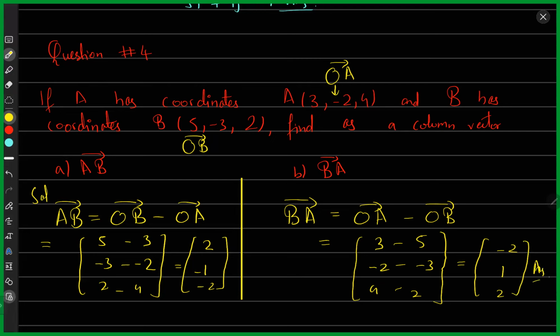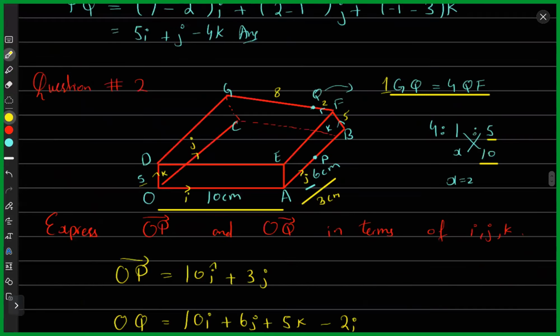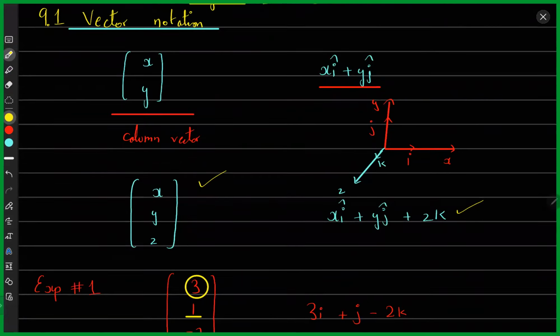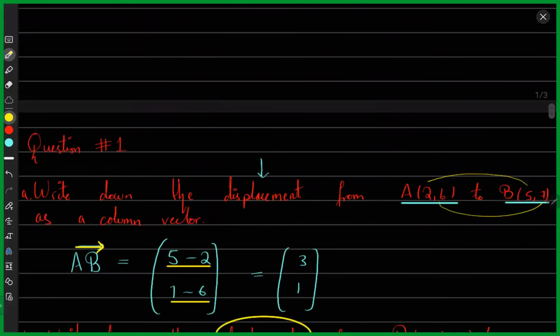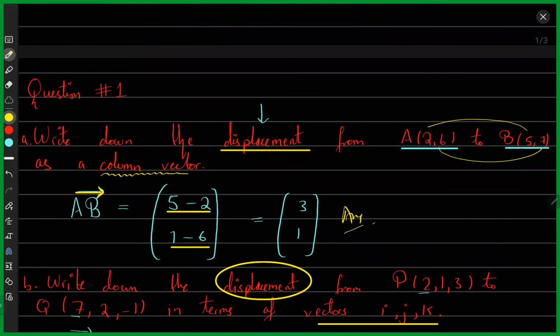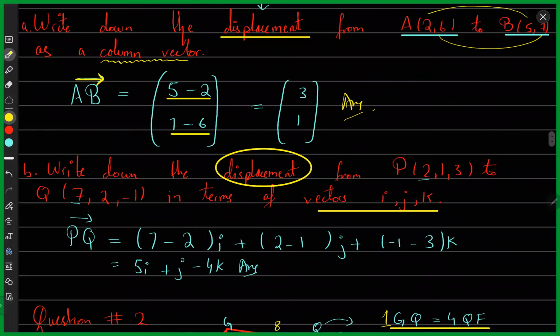So in this class, we learned how to write down vectors using different notations. We know what exactly is a column vector. This is a column vector, and this is writing down a vector in terms of i, j, k. And then we discussed a few questions. So displacement was basically calculated by subtracting the coordinates, and it was clearly mentioned that you had to give the answer as a column vector. That is why this was the answer. In part B, we were supposed to give the answer this way. So this was the answer.